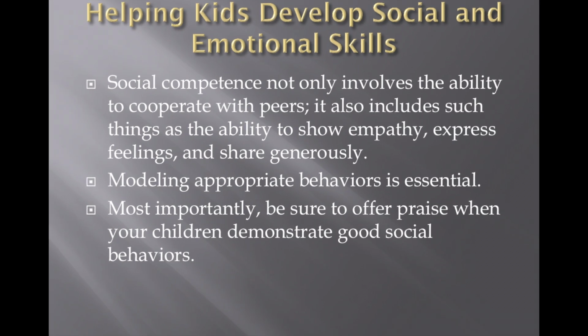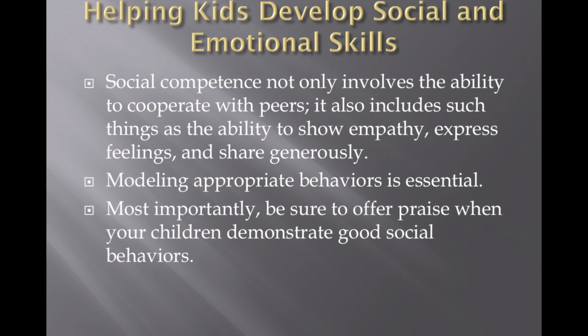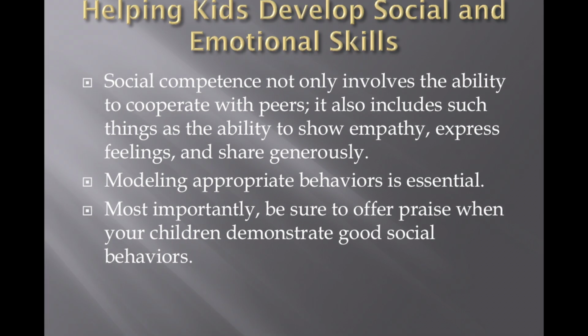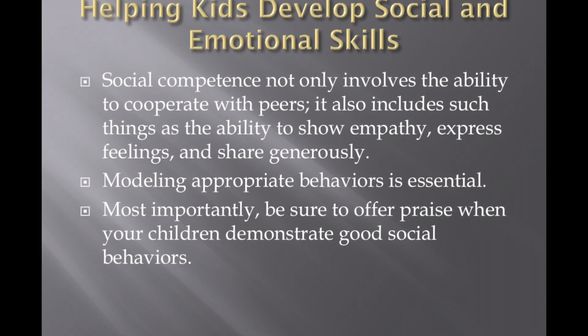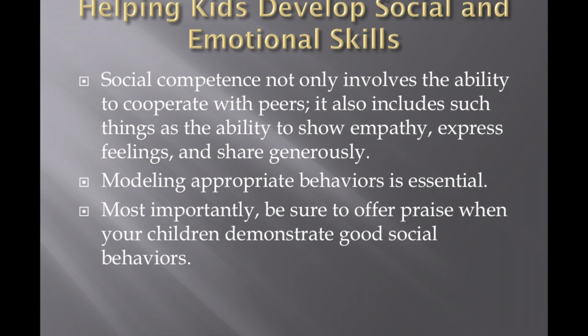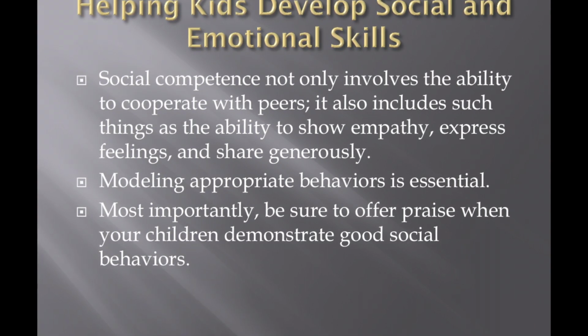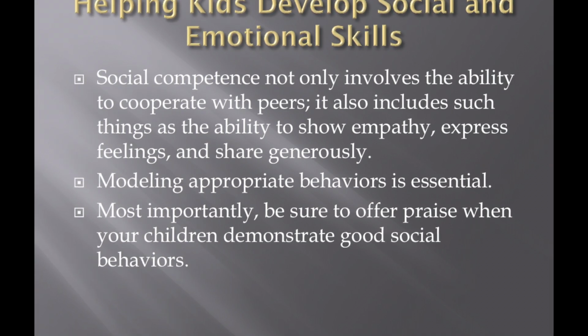Next up is how to help kids develop social and emotional skills. Social competence not only involves the ability to cooperate with peers, it also includes such things as the ability to show empathy, express feelings, and share generously. Fortunately, there are plenty of things that you can do to help your kids develop these all-important social and emotional skills. Modeling appropriate behaviors is very essential.